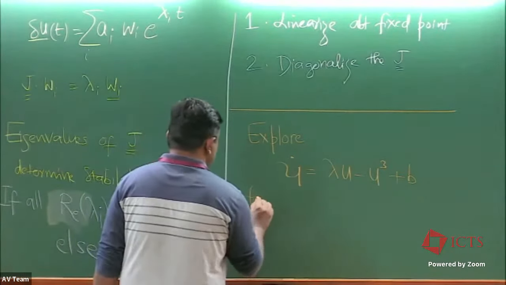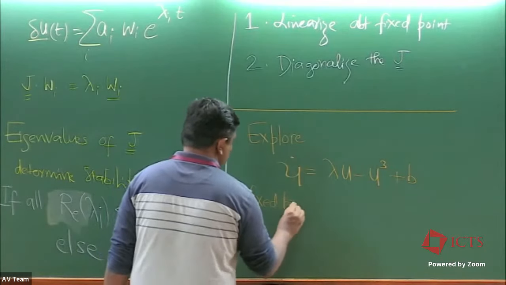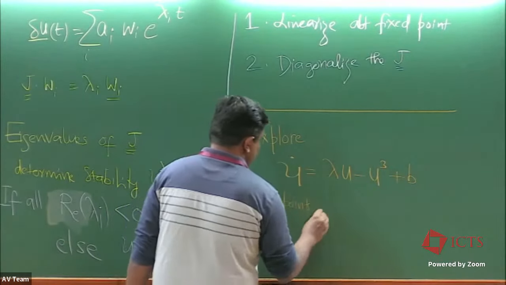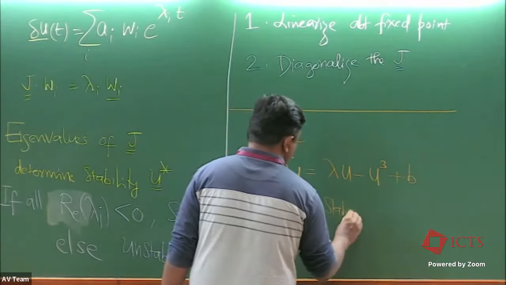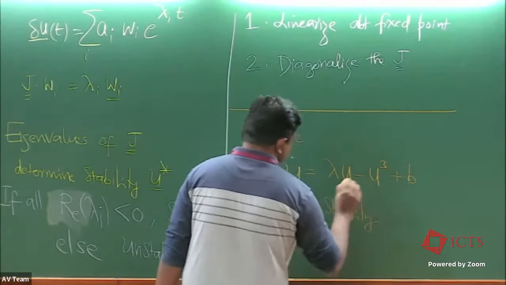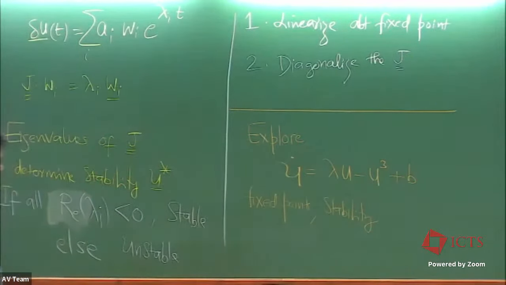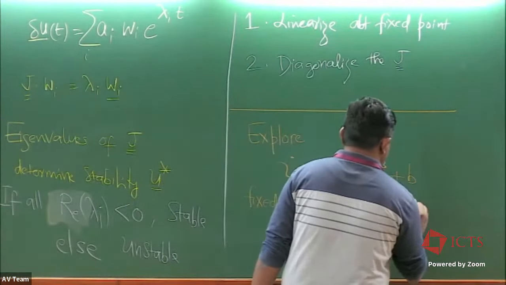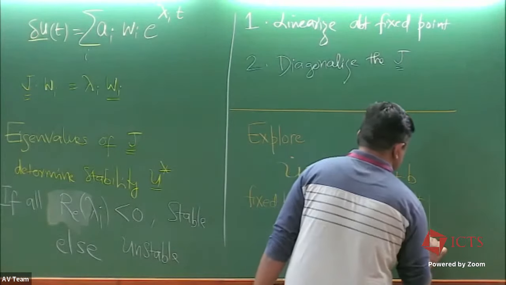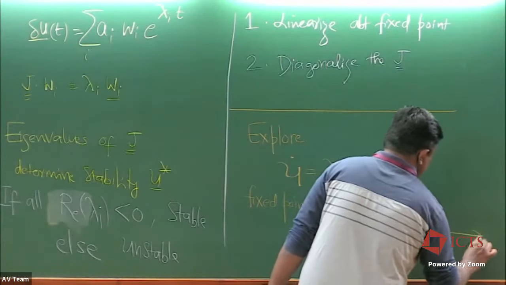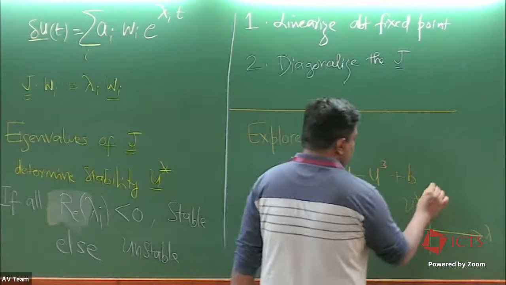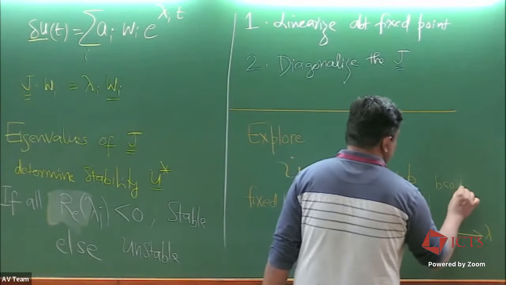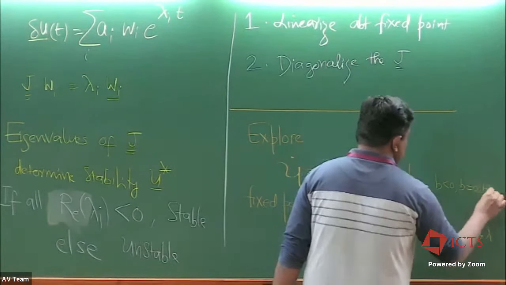So find out the fixed points and their stability. And also plot for me the fixed point U star versus the control parameter lambda for the cases where B is less than 0, B is equal to 0, and B is greater than 0.